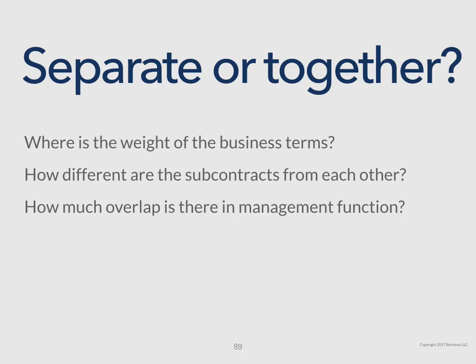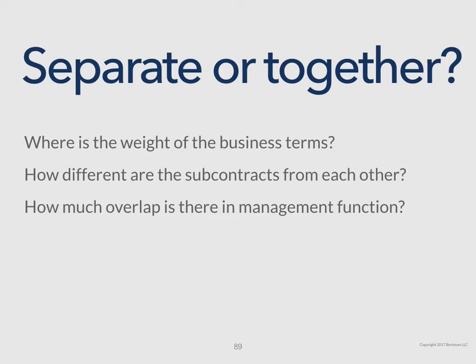Where's the weight of the business terms? Are they in the master agreement, or is it really a very thin shell and most of the weight is carried by each of those subcontracts, and those subcontracts are really different? Or conversely, if the master agreement is where most of the work is being done in terms of specifying who is doing what and what the terms of the agreement are, then you might want them linked and keep them all together.